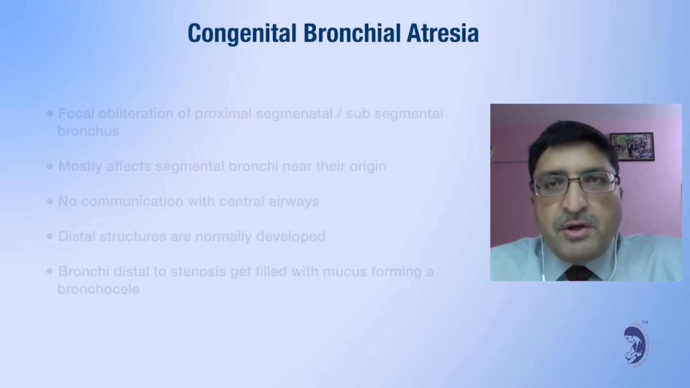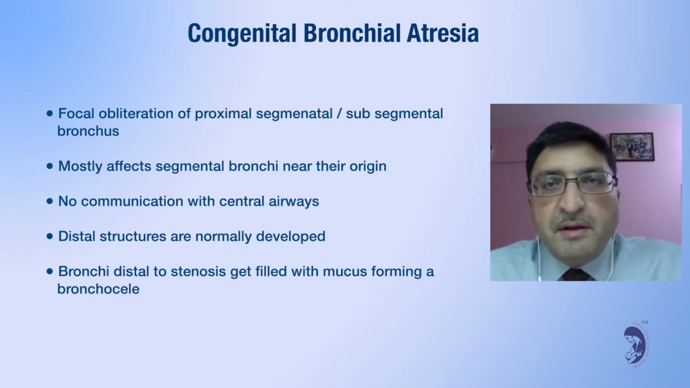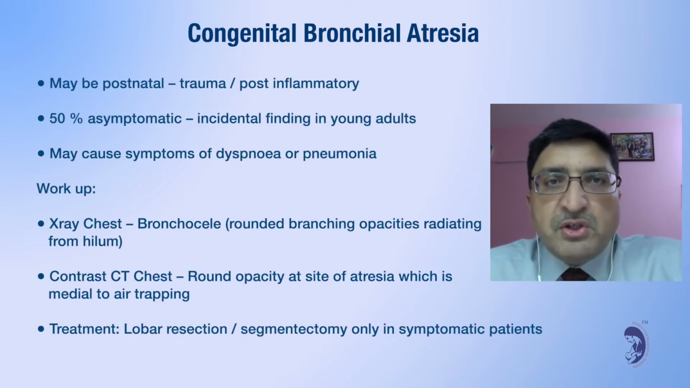Now, congenital bronchial atresia. This is the focal obliteration of the proximal segmental or subsegmental bronchus. It mostly affects the segmental bronchi near the origin. There is no communication with the central airways. The distal structures are normally developed, and the bronchi distal to the atresia get filled with mucus, hence forming what is called a bronchocele. Now, this may also be postnatal. It's not that it's always congenital. It may be postnatal because of either trauma or a post-inflammatory process.